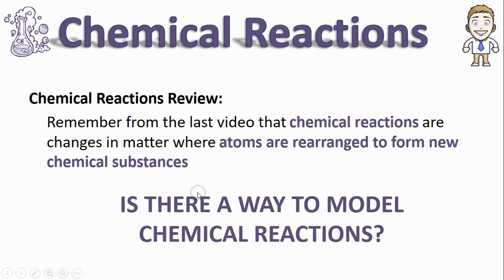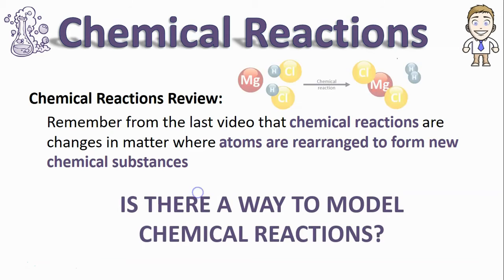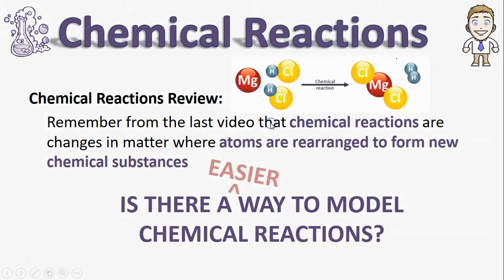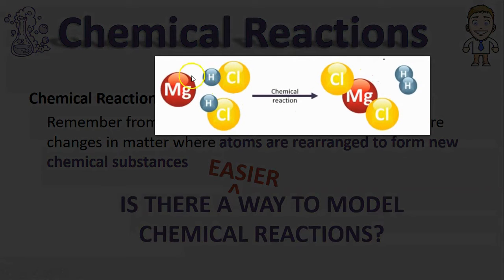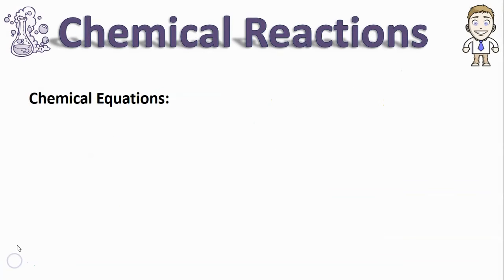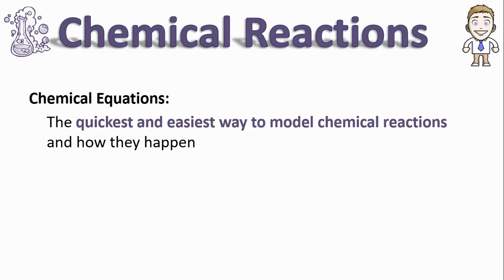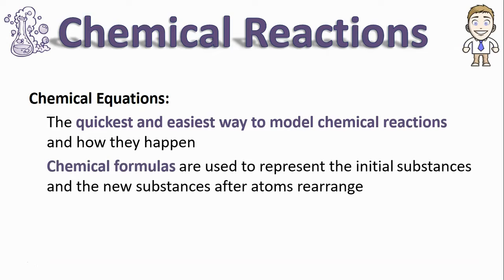The question for this video is going to ask, is there a way to model these chemical reactions that is easier than drawing out every individual atom and how it's attached at the beginning compared to how it's attached at the end? The answer to this question is, of course, the chemical equation. This is the quickest and easiest way to model chemical reactions and how they happen. What makes it so easy is that we use chemical formulas instead of drawing out each individual atom. And we use those to represent the initial substances and the new substances after the atoms rearrange.